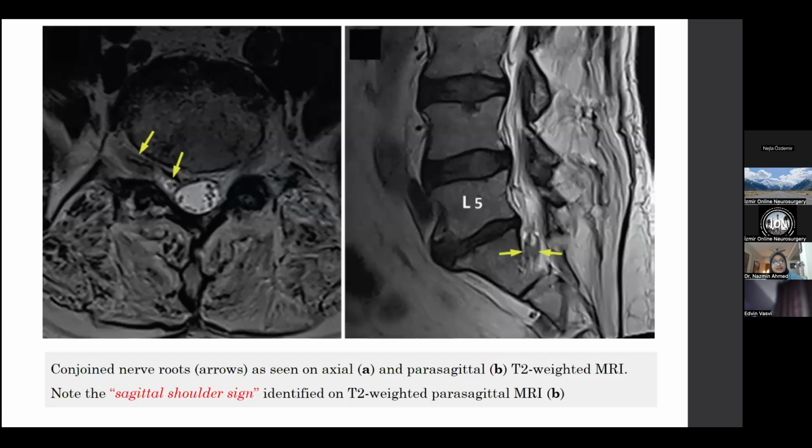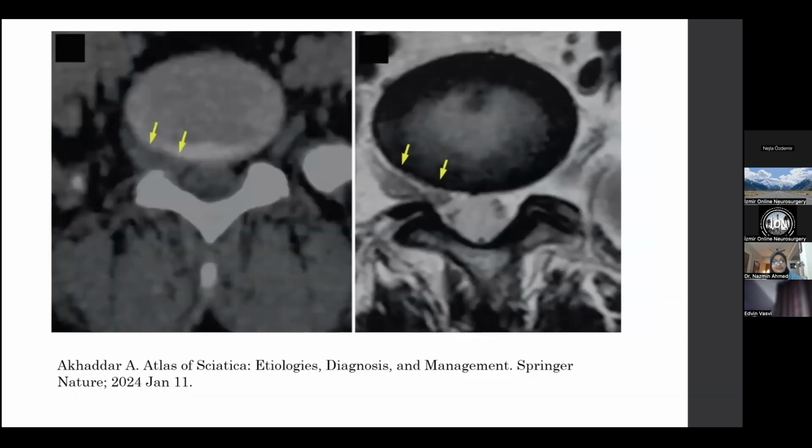Okay, this is another example of conjoint nerve roots where I have shown a classic sagittal shoulder sign, which can help us to differentiate it from typical disc herniation. Another example of conjoint nerve root in the axial section: if we see, there is a dilatation of the dorsal root ganglia, 2 ganglia here, but on the left side, only 1 ganglion. So it can be a suggestive sign.